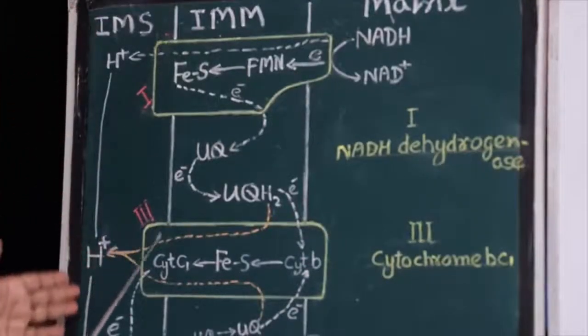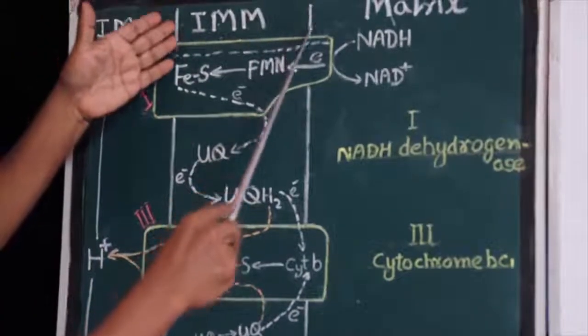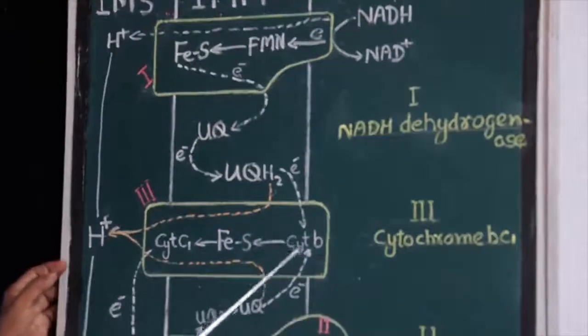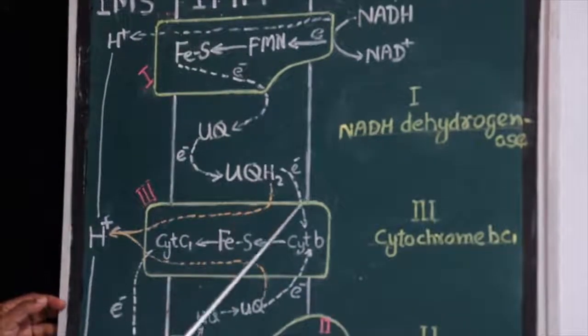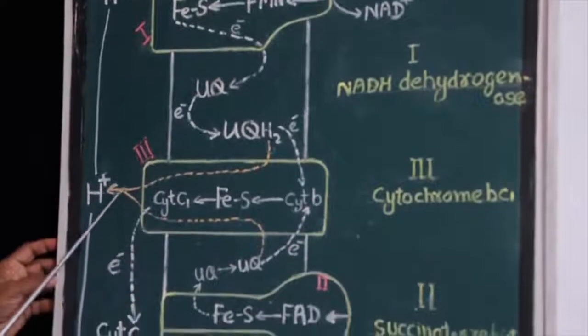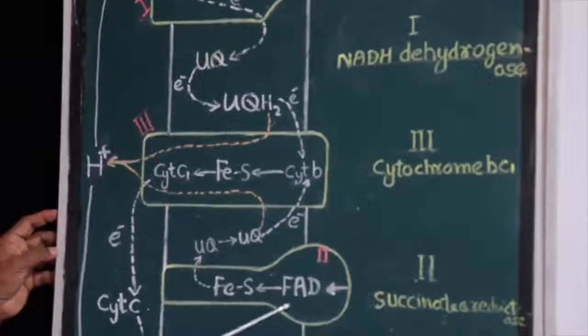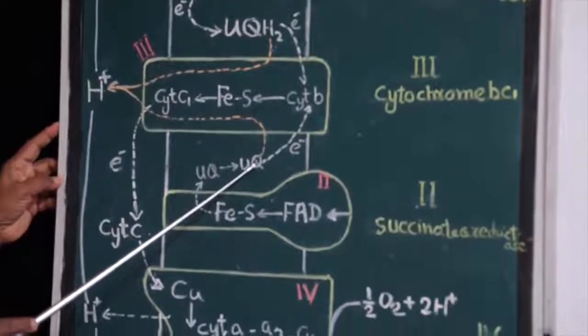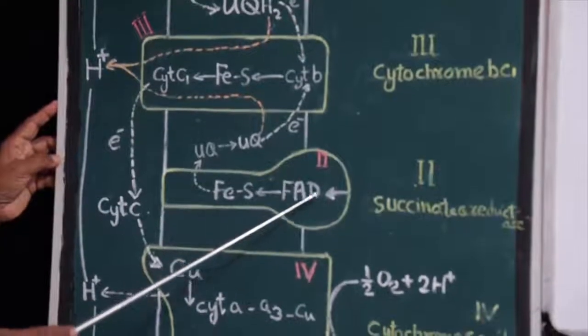This is the intermembrane space. This is the inner mitochondrial membrane. This is the matrix. Okay. From ubiquinone, electrons are passed into cytochrome b, and protons to the intermembrane space. Then another molecule of ubiquinone also receives electrons from FADH2.